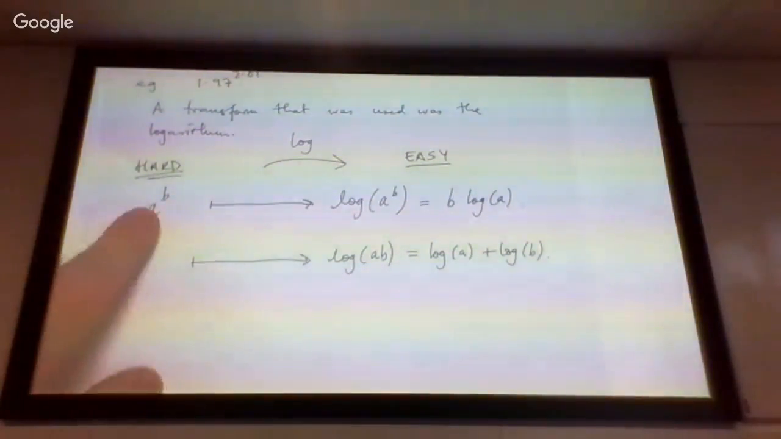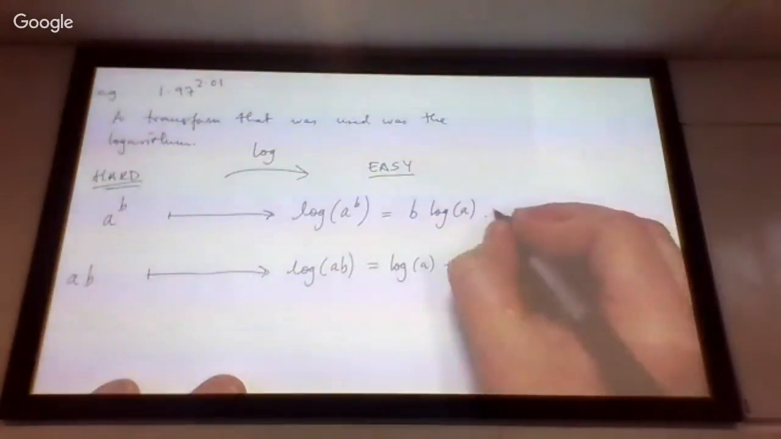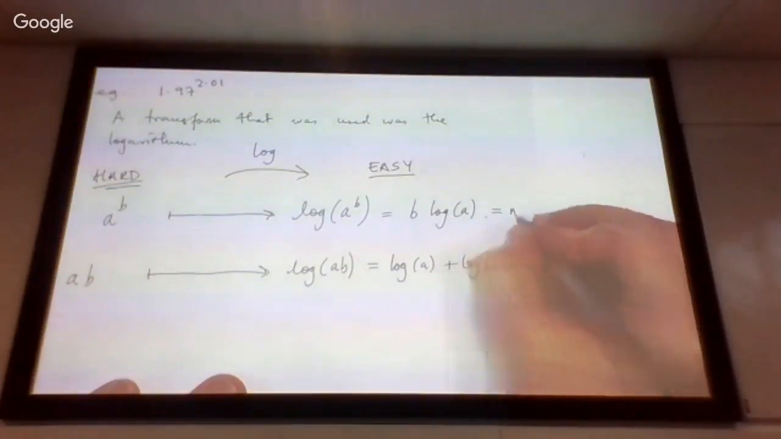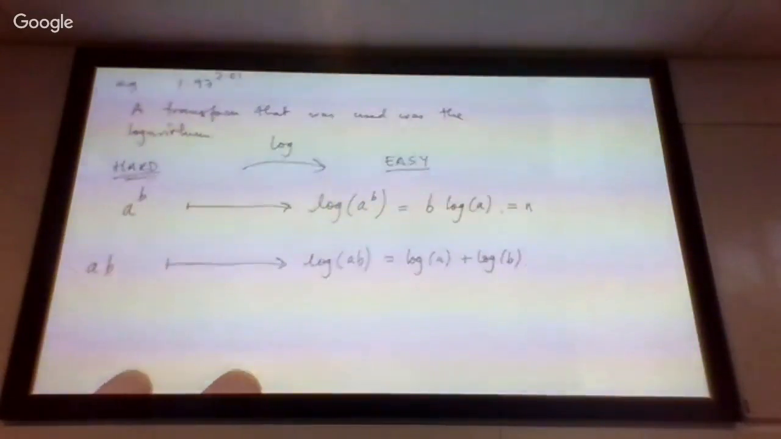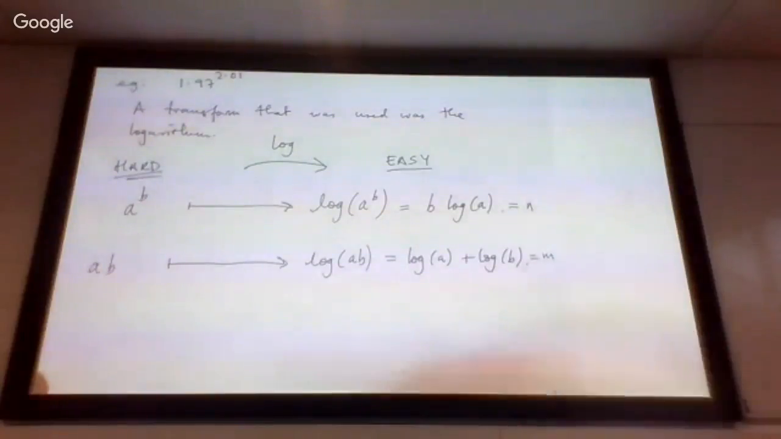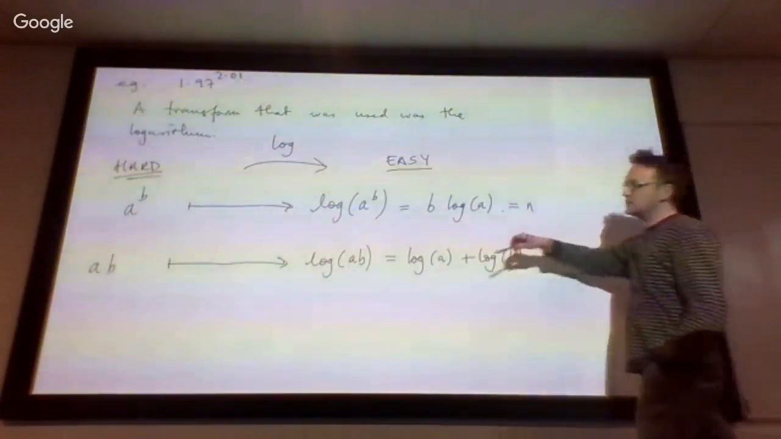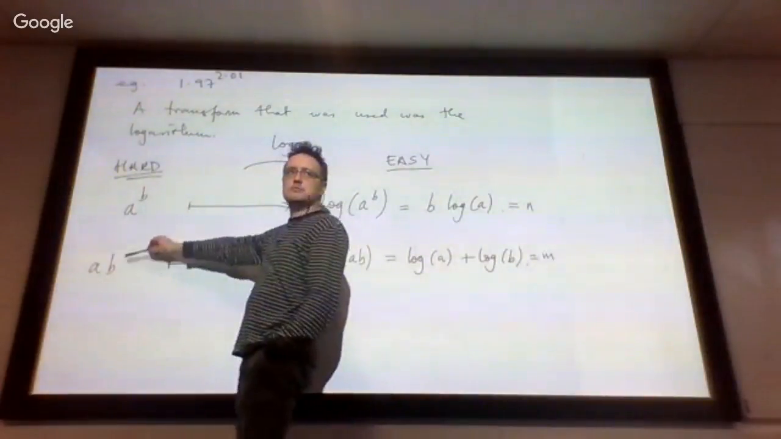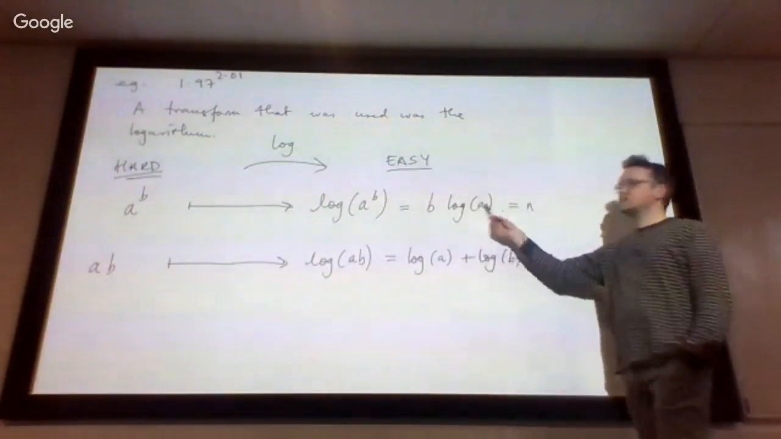So, given a problem like this, you might work out its answer. Let's just call it n, or m, whatever the answer to that. Now, these numbers n and m are not the solution to your original problem. They're the solution to your transformed problem.